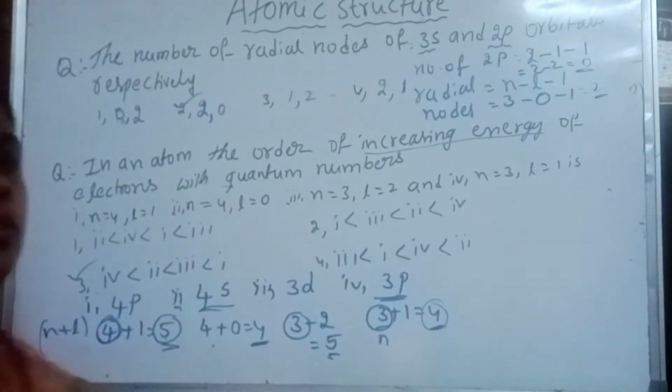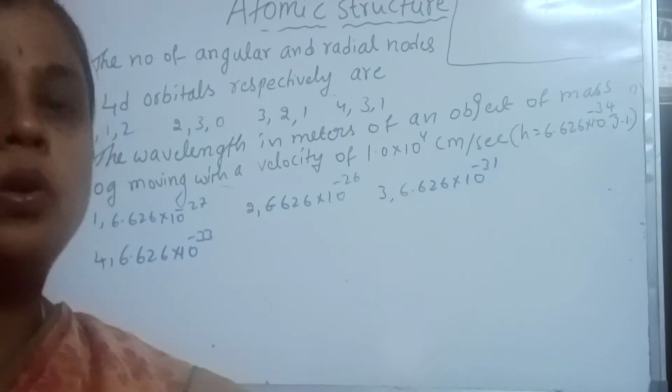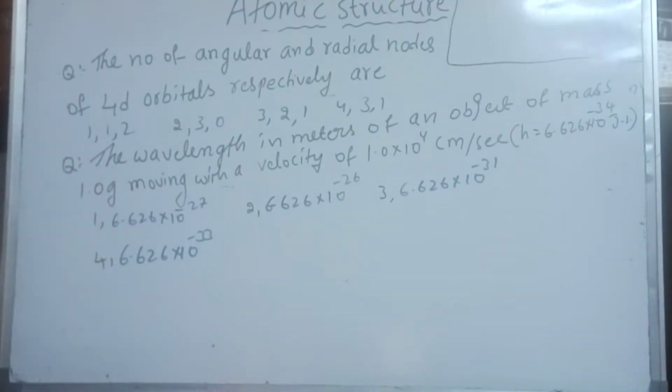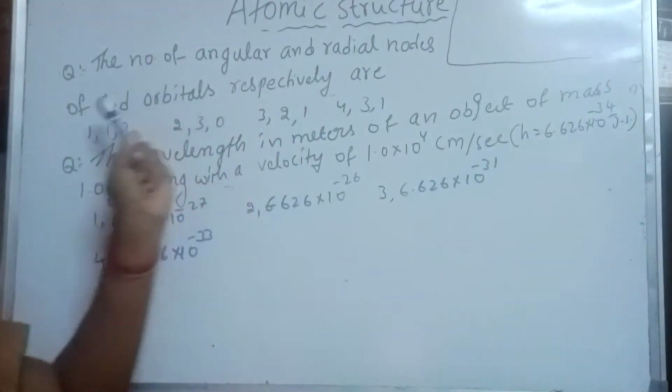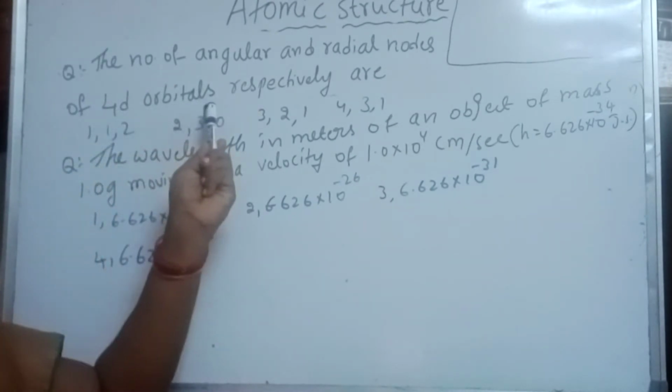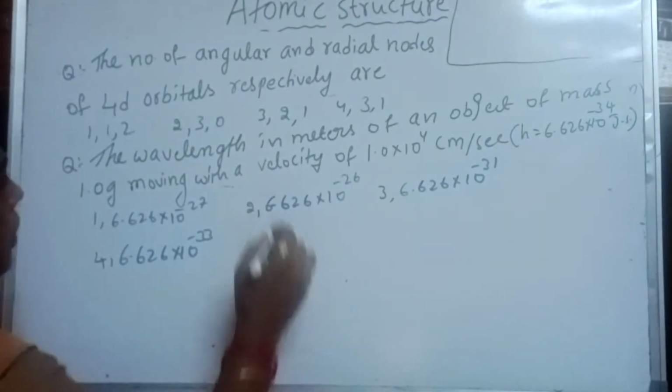Okay, so this is about some questions. Next question: the number of angular and radial nodes of 4d orbitals respectively are. So we have to calculate what? This is also a previous MSET question. We have to calculate the number of angular nodes and the number of radial nodes.